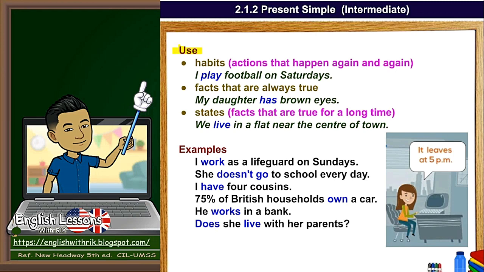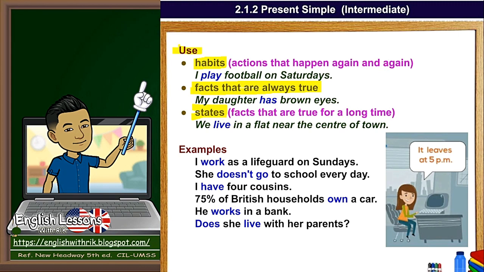Use. We use the present simple for habits, actions that happen again and again. For example, I play football on Saturdays. Facts that are always true. For example, My daughter has brown eyes. States. Facts that are true for a long time. For example, We live in a flat near the centre of town.